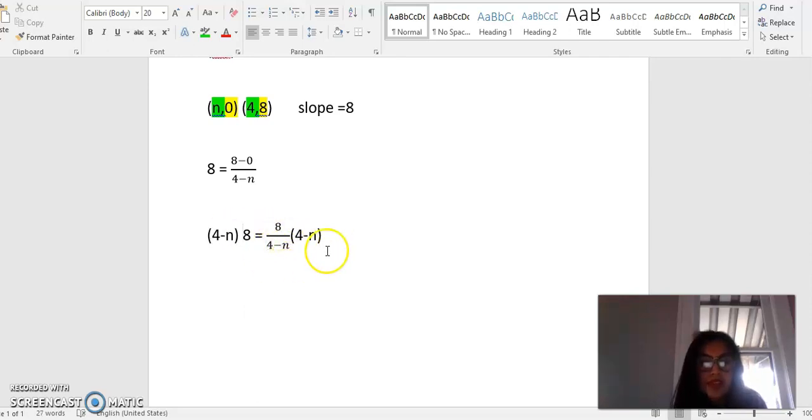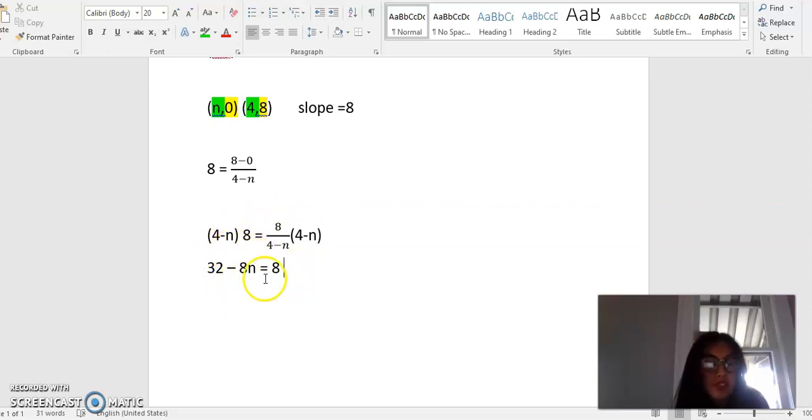Okay. So that leaves me with 32 minus 8n equals 8. Don't freak. I'll tell you where I got this from. Basically what I did, I distributed the 8 to the 4 and the 8 to the n. 8 times 4 is 32. 8 times n is 8n.